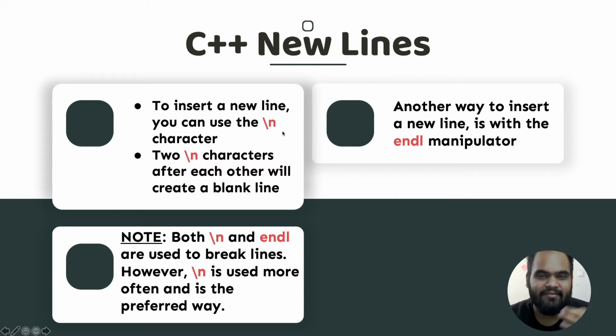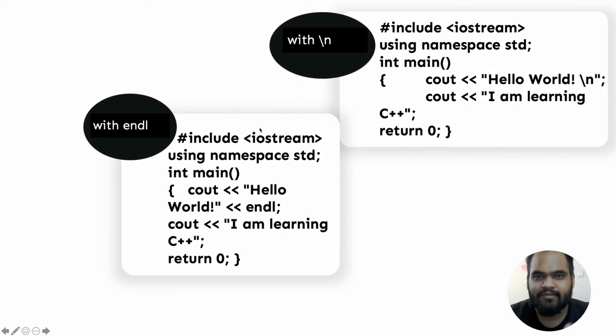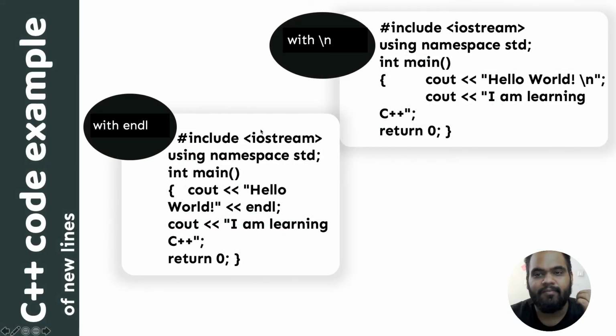So \n means new line. That's a little bit easier to understand. Let's see a program with this, that's going to help us understand how it all applies. Now I'm going to use the same program, and I'm going to use both of them one by one. First of all, we'll start with endl. In order to use endl, you have to insert it like this.